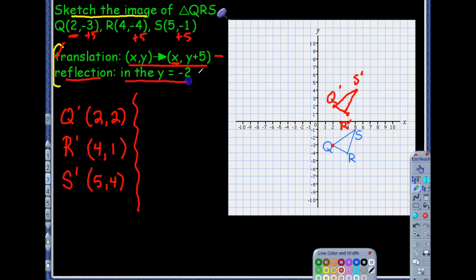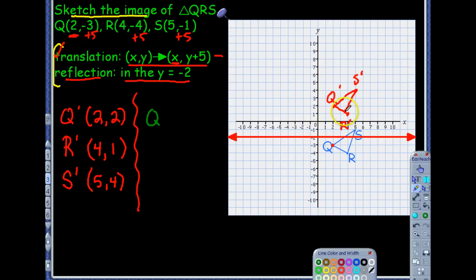Now notice they tell you the line of reflection. So we need to understand what the line y equals -2 looks like. Well, we know that's a horizontal line, and it goes through the y value of -2. So if we go down to that y value of -2, there's our line of reflection. Now I remember when we did reflections, we had to see how far these points were from the line and just continue it beyond that line.